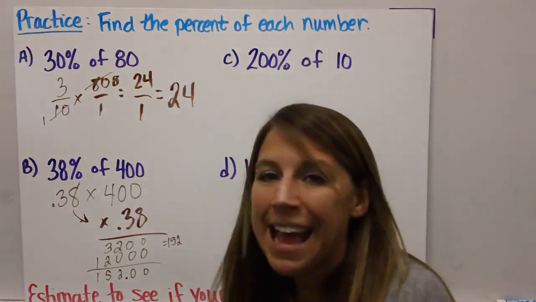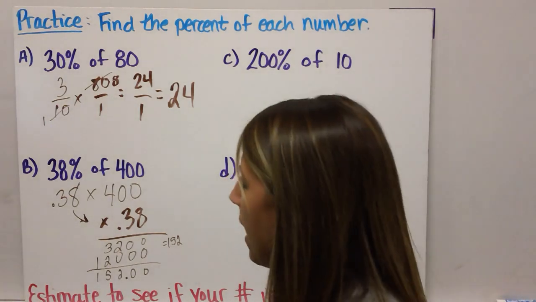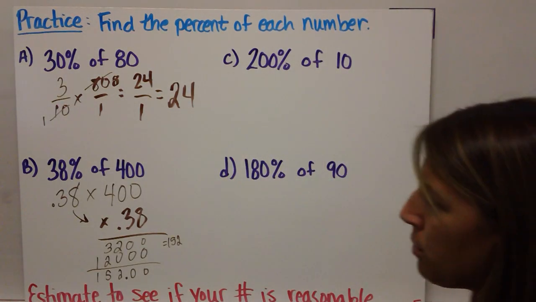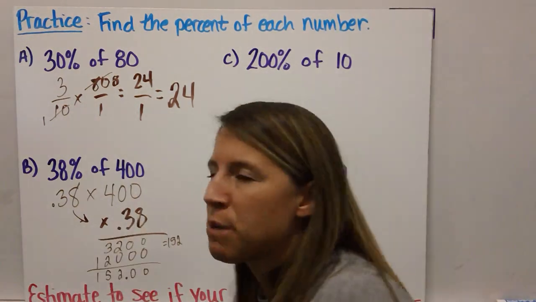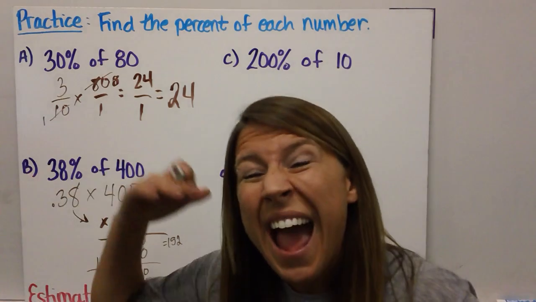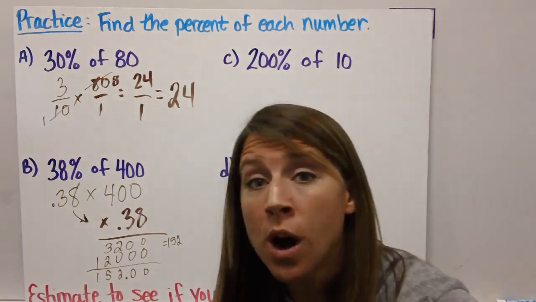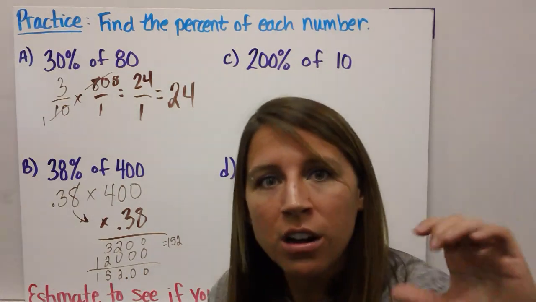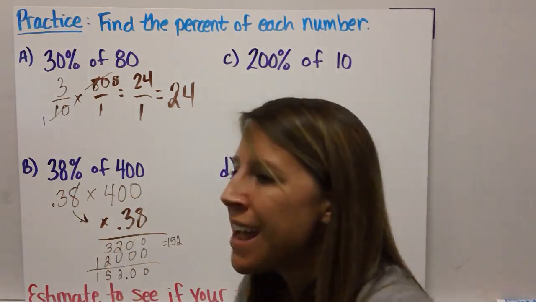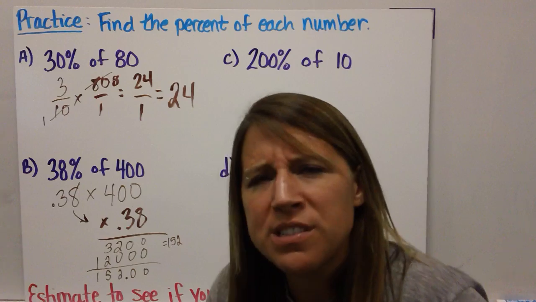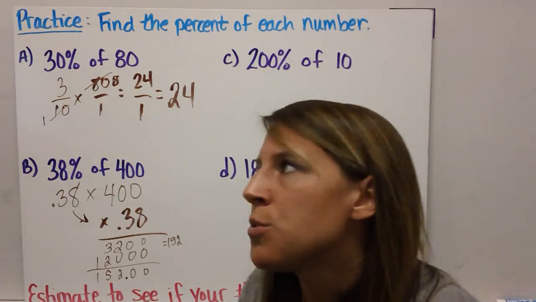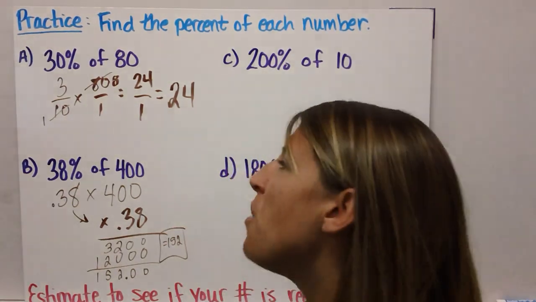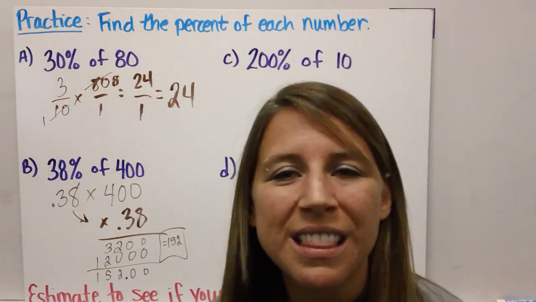Does that answer make sense? Let's think about it. Well, and I've written down here, estimate to see if your number is reasonable, because 50% of 400, which would be half of 400, would be 200. This is less than 200, about a good chunk less, and 38% is a good chunk less than 50%. So kind of throw those ideas around there and say, yes, I like 152 as my answer. I'm comfortable with leaving it there.